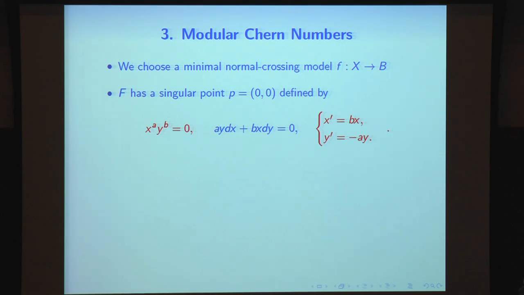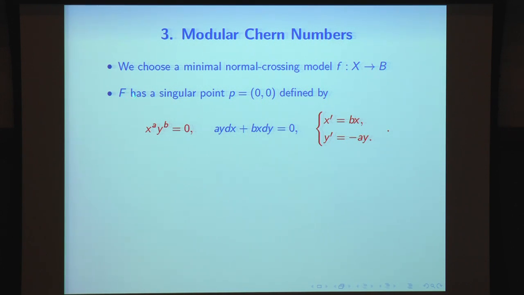Okay, in order to generalize the formula to the ODE case, we need some new formulas to compute the modular invariants. The new formula depends only on the ODE, independent of the family. This is our next purpose. How to get the new formula? We have to use the minimal normal crossing model of the fibration. So we can assume that this fibration is a minimal normal crossing fibration, so every singular fiber is a normal crossing divisor.